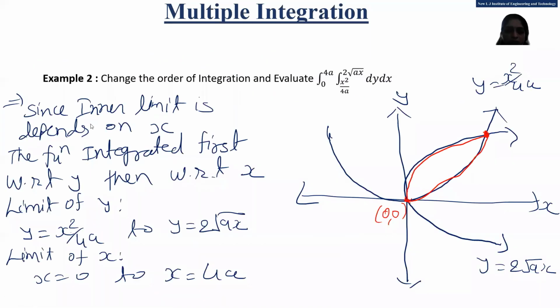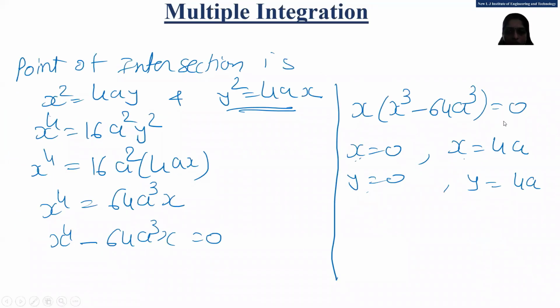So here they have given the first limit of y, which means they have given us a vertical strip. Now, to change the order of integration, we want a horizontal strip. Got it? To change the order of integration, we want a horizontal strip.